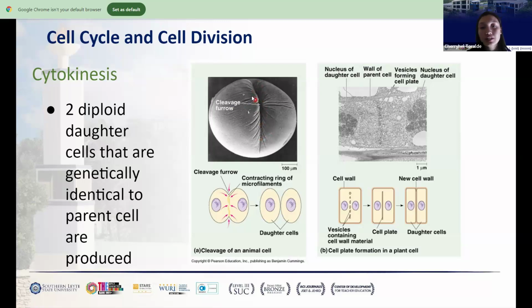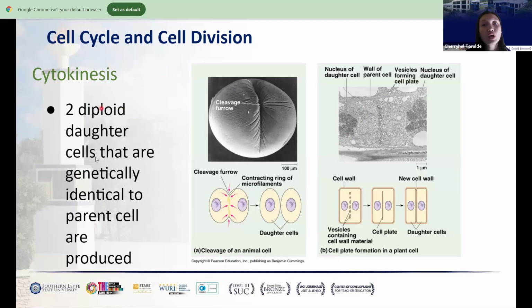In animal cells, what actually happens is that parang may pinching na nangyayari. And this pinching is called the cleavage furrow. While in the plant cells, para kang naglalagay ng semento lang dito sa gitna. Para makamake ka ng 2 new daughter cells.